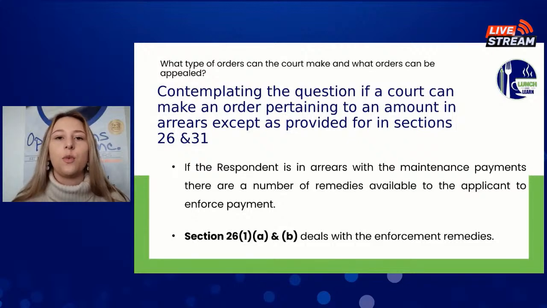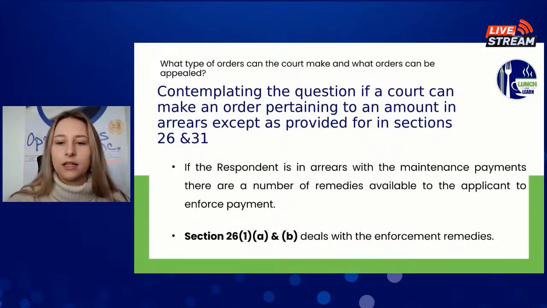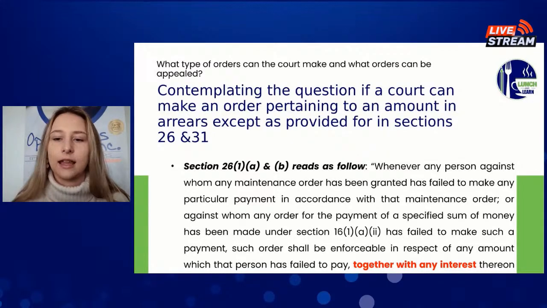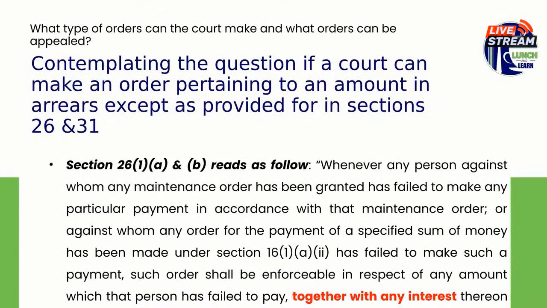Section 26(1)(a) and (b) deals with the enforcement remedies. We have gone over them, but let's read the section. It states that whenever any person against whom any maintenance order has been granted has failed to make any particular payment in accordance with that maintenance order, or against whom any order for the payment of a specified sum of money has been made under Section 16(1)(a)(ii), has failed to make such a payment, such order shall be enforceable in respect of any amount which that person has failed to pay, together with any interest.